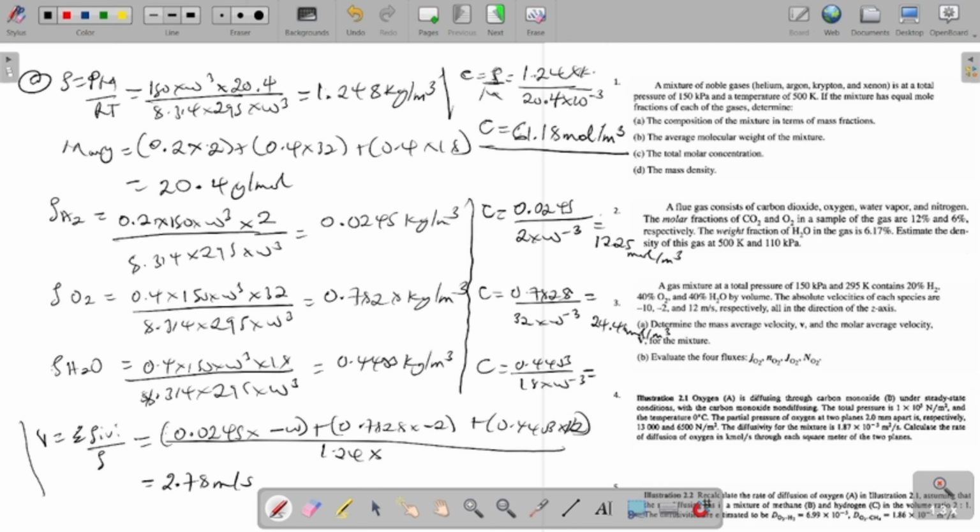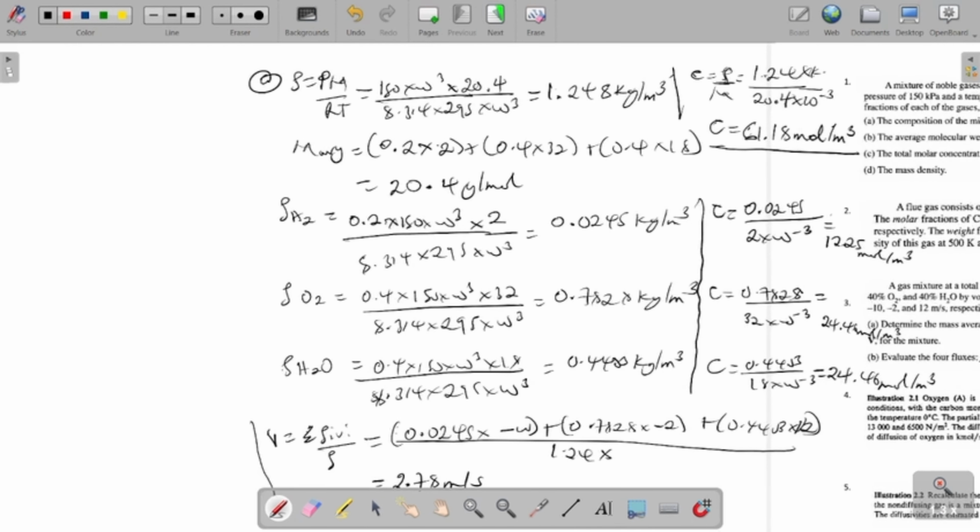Then I'll have this one too, which is for the water, right? So for the water I'll have 24.46 mole per meter cube. So that one too will go through a similar thing to also calculate for that one.